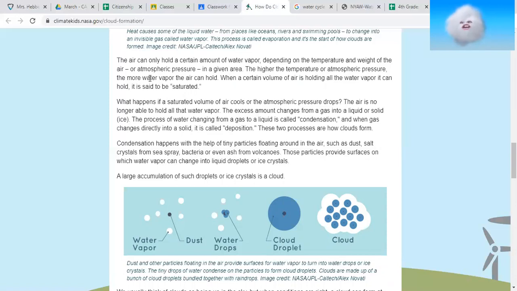If we are very, very high up in the air, we know that temperature tends to decrease the higher we go in the air. So it's going to be cold really high up in the air. And so there's less of a threshold or less of an amount that the air can hold for water vapor.